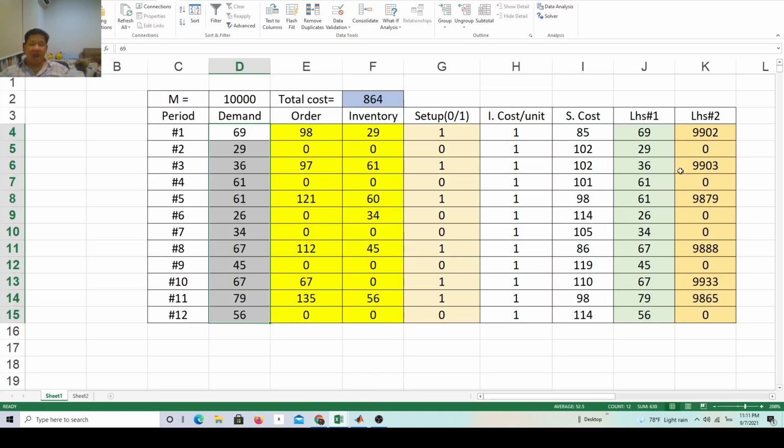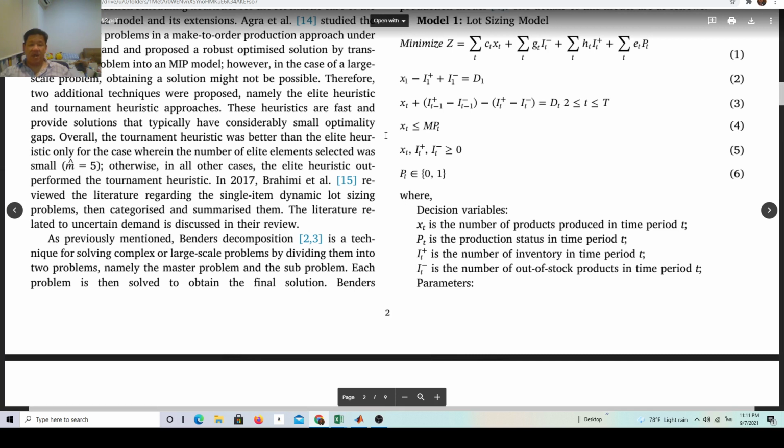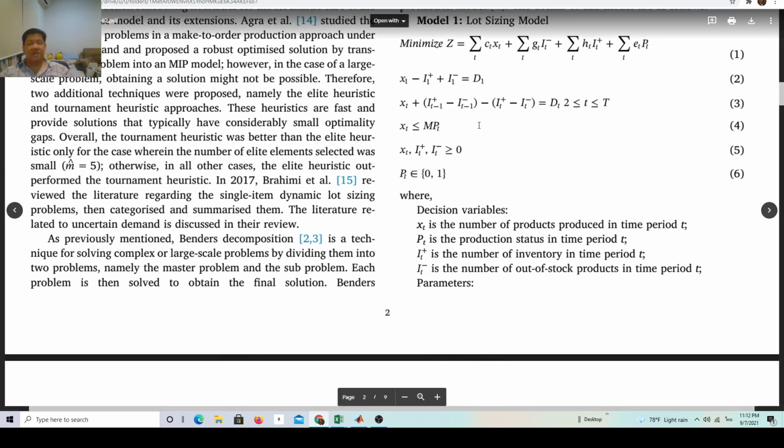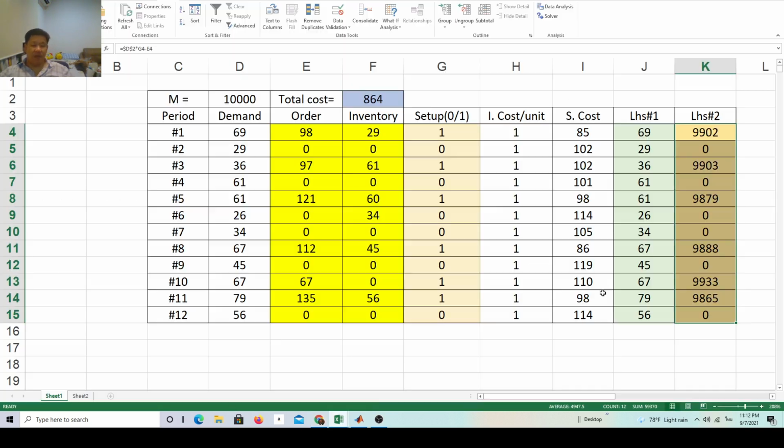And we add the second type of left hand side here. This is based on the fourth constraint, x sub t less than or equal to m times p sub t. If you move x sub t to the other side, you get the inequality that m times p sub t minus x sub t has to be greater than or equal to 0. And this is the inequality that we set up here.